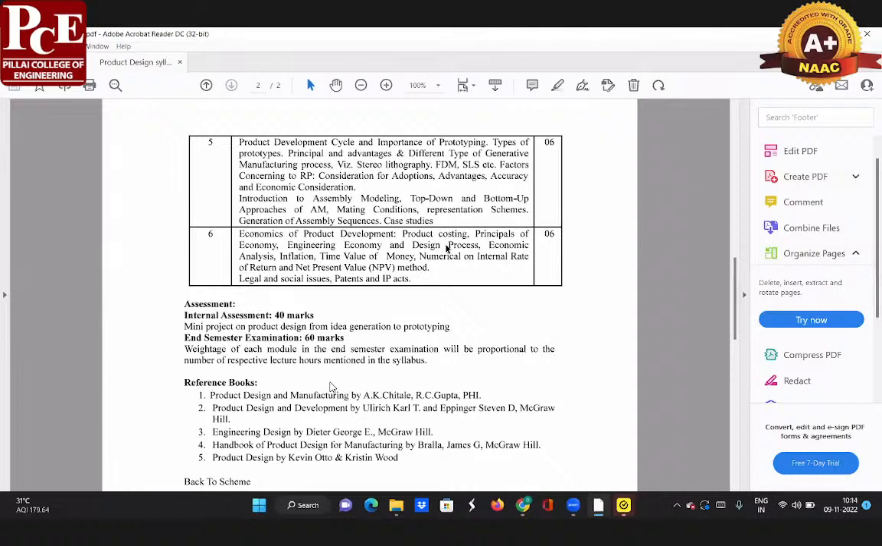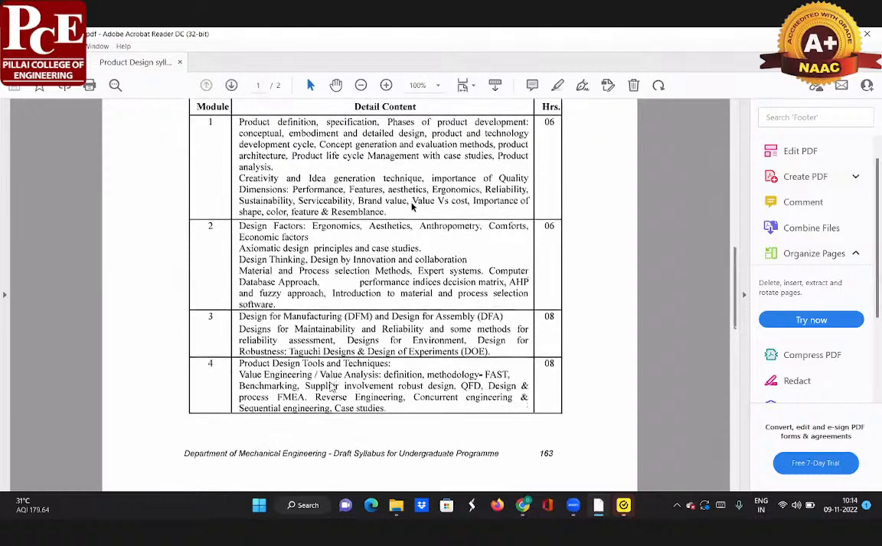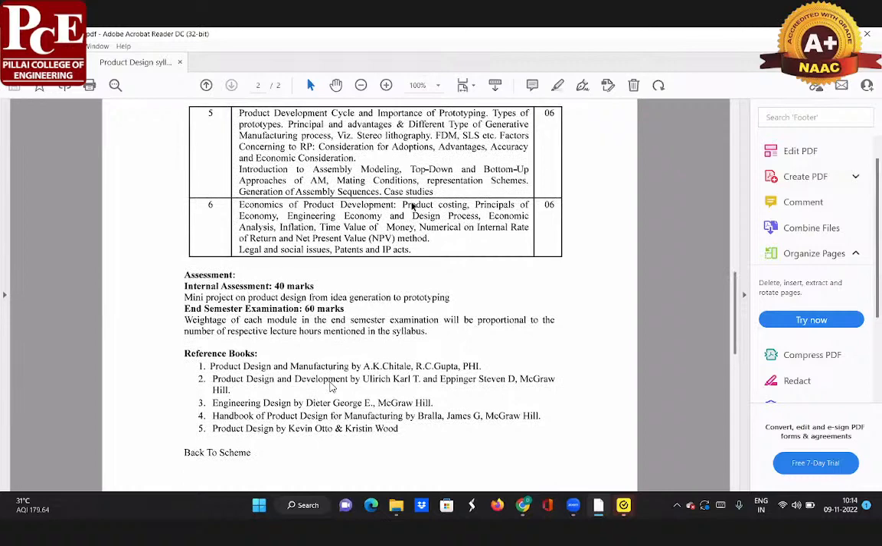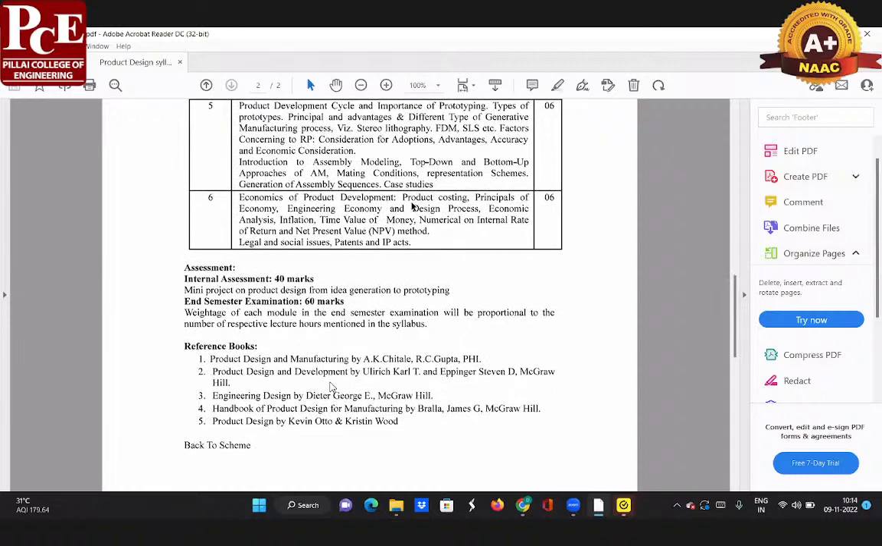So your entire product design subject is divided into 6 different modules, as I said, and there are six different course outcomes. As usual, there is an internal assessment, but there is not going to be any test like IA1, IA2. There is going to be a mini project on this. You would be given a product, and right from its ideation to the prototyping, maybe in a group of students, you can design and develop the product. And there is going to be an end semester examination of 60 marks.